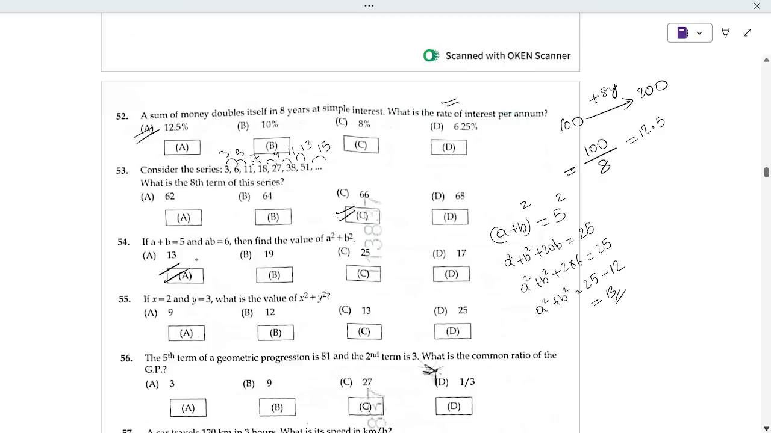Next one, x is given, y is given. They're asking us to find x square plus y square. Right, just put the value. 2 square is 4, plus 3 square is 9. Then here 13, C is the answer. Okay, next one.